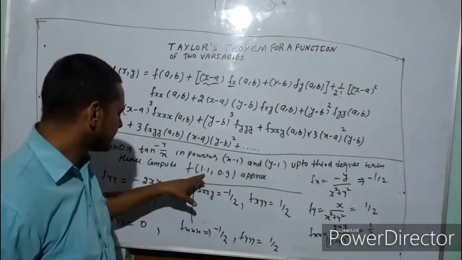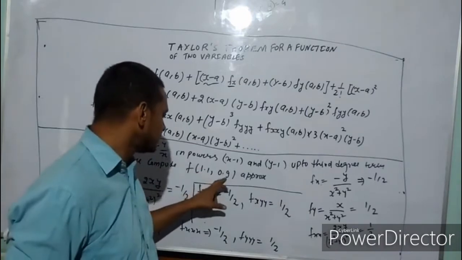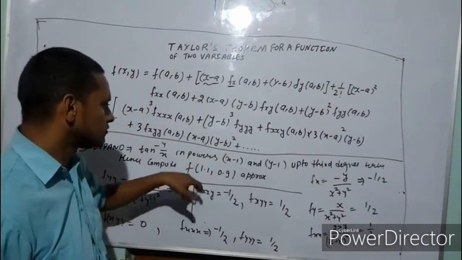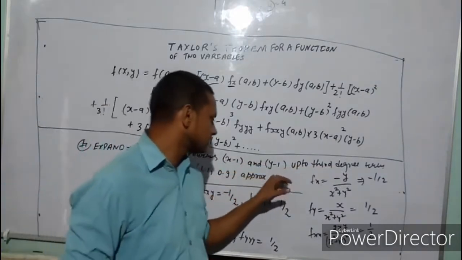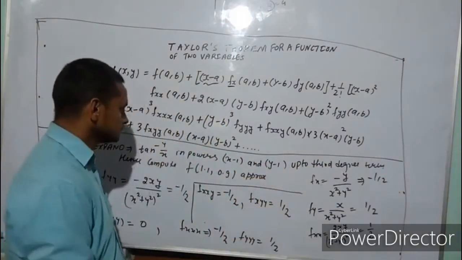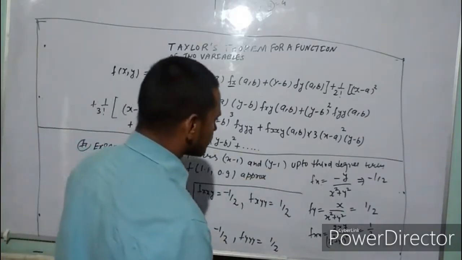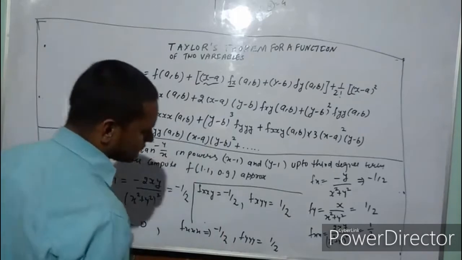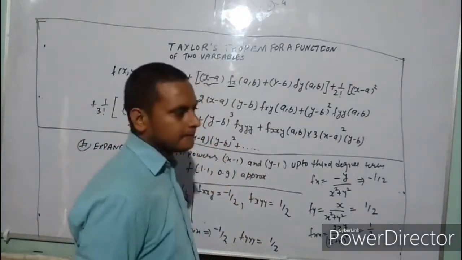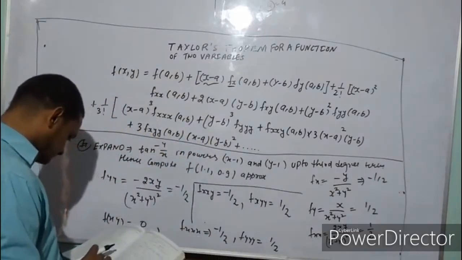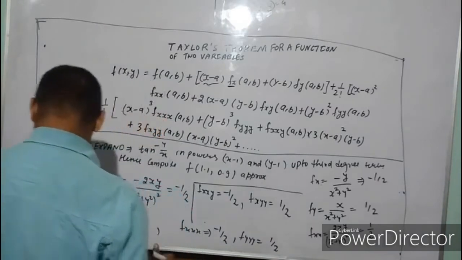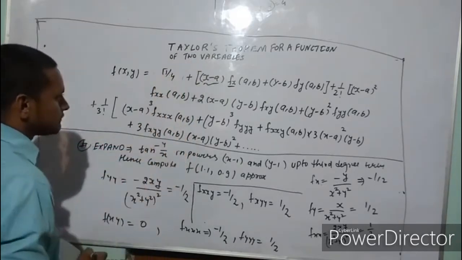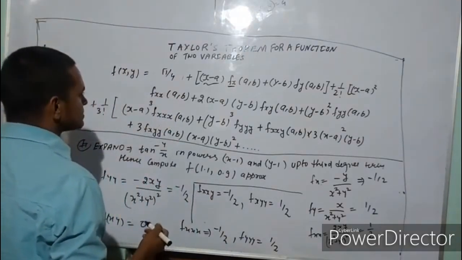Put 1.1 instead of x and 0.9 instead of y, then we get the approximate value of this function up to third degree for this h and this k. So f of a b, now tan inverse 1 over 1. So tan inverse 1 is 45 degrees, sorry, pi by 4. So for this we get pi by 4, because tan inverse 1 is pi by 4.